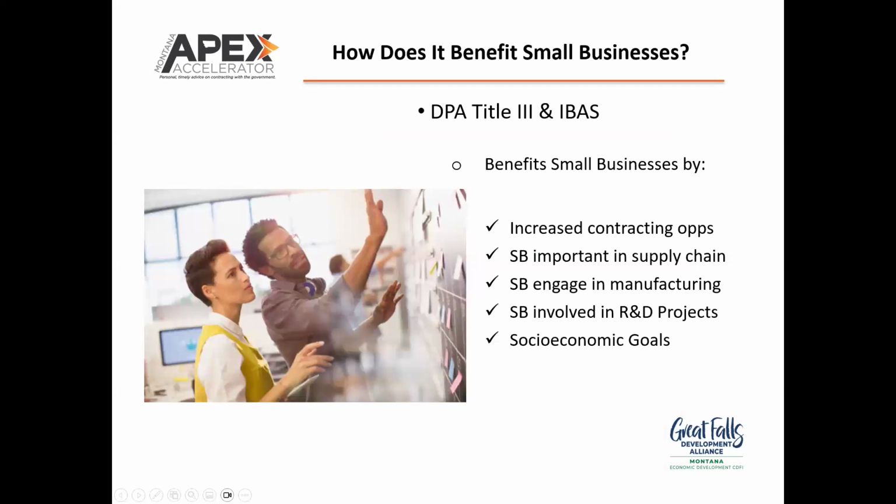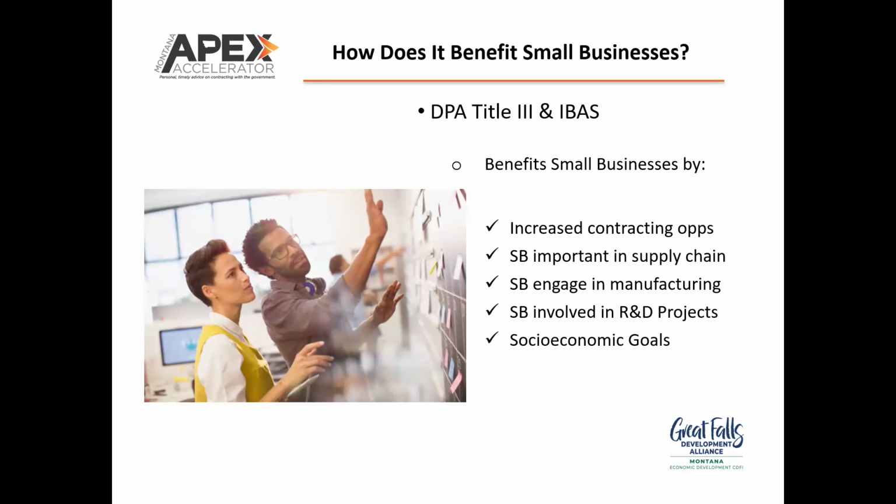So how does it benefit small business? One way is it can lead to increased contracting opportunities. When the government invokes Title III to address critical shortages or strengthen key industry, it often enters into contracts with various suppliers, including small businesses, to produce essential materials, goods, or technologies.